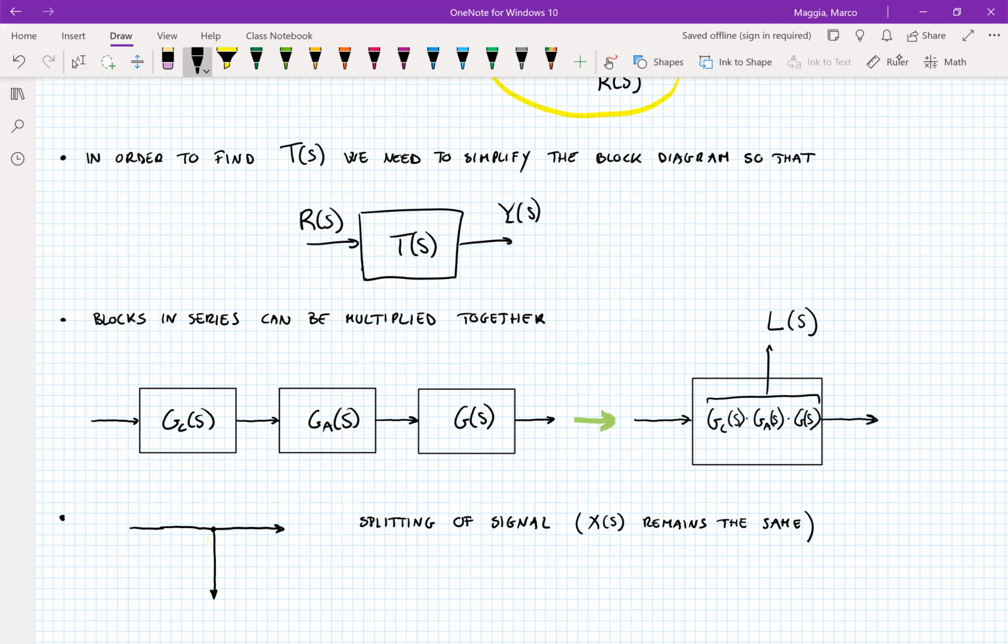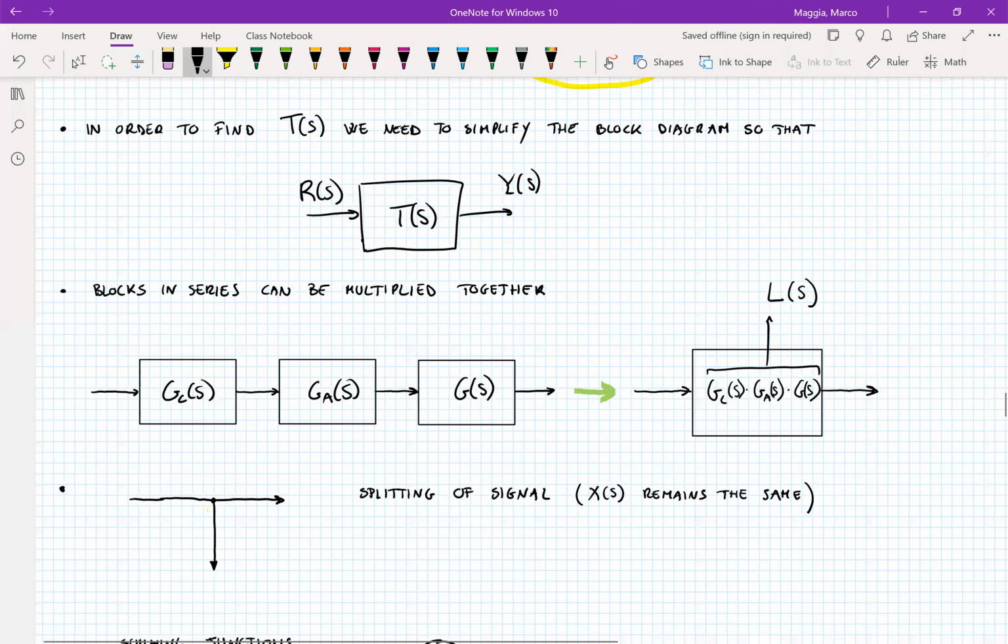So very easy first rule. If you have blocks in series, you can multiply their transfer functions and find an equivalent transfer function, which is the product of the singles.